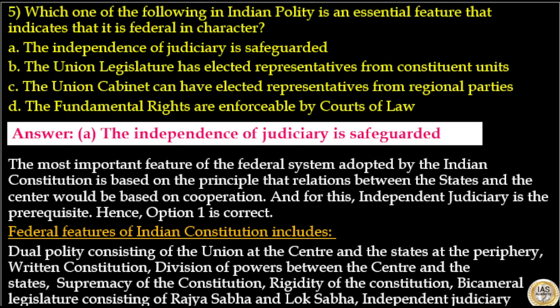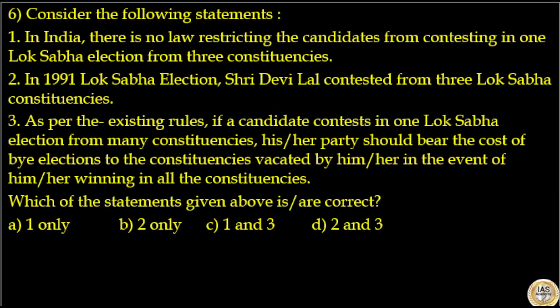And for this, independence of judiciary is the prerequisite. Hence, option 1 is correct. Federal features of Indian Constitution include dual polity consisting of the Union at the center and states at the periphery, written constitution, division of powers between center and the states, supremacy of the constitution, rigidity of the constitution, bicameral legislature consisting of Rajya Sabha and Lok Sabha, independent judiciary. These are federal features of Indian Constitution. So here the answer to this question is option A, independence of judiciary is safeguarded.